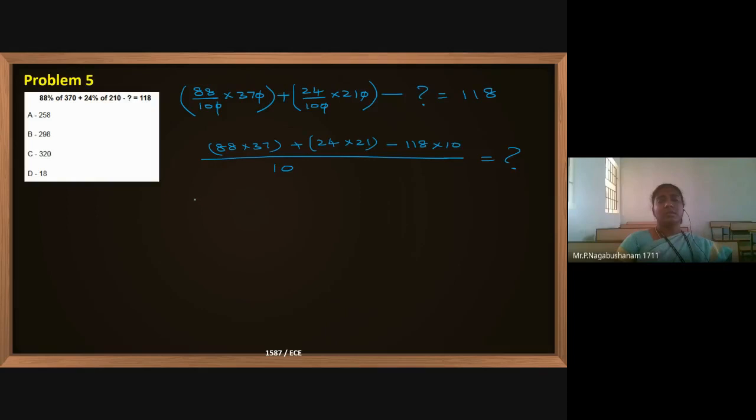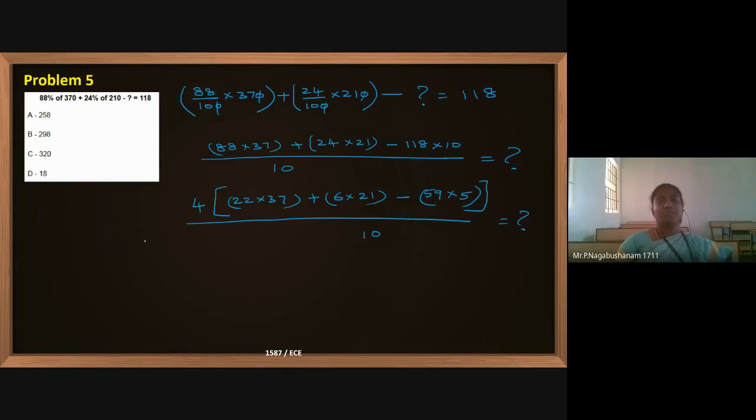I will take 4 common from the first term: 22 into 37. Then 4 common here: 6 into 21. And here, I am taking 2 common from 118 and 2 common from 10. 10 means 2 into 5, so I take only 5 and 2 outside. And 118, I give 2 outside. Then if you cancel with 2, it becomes 59 into 5. This is the third term. I am taking 4 common from all the 3 terms in order to have better simplification, nothing else.